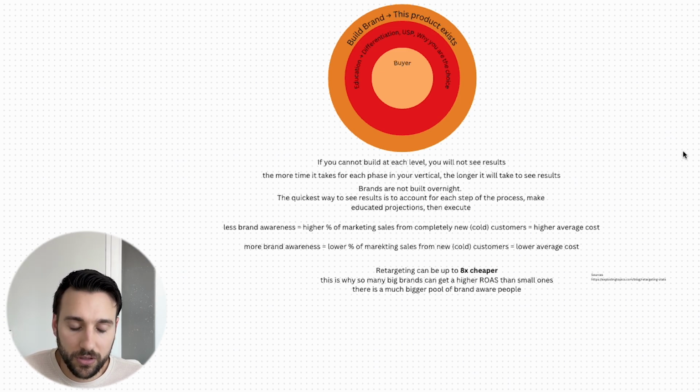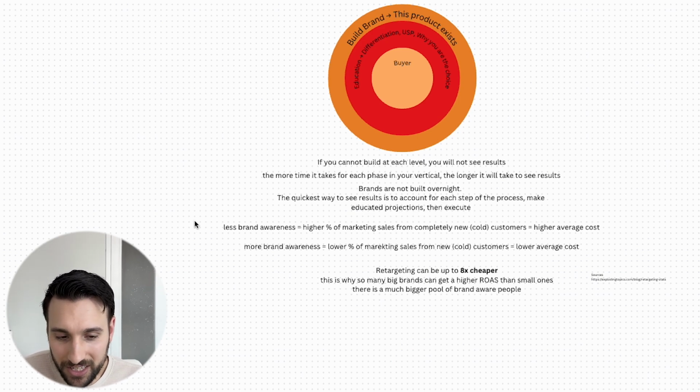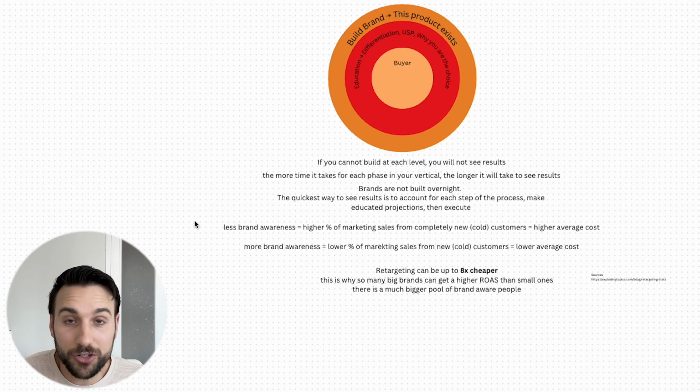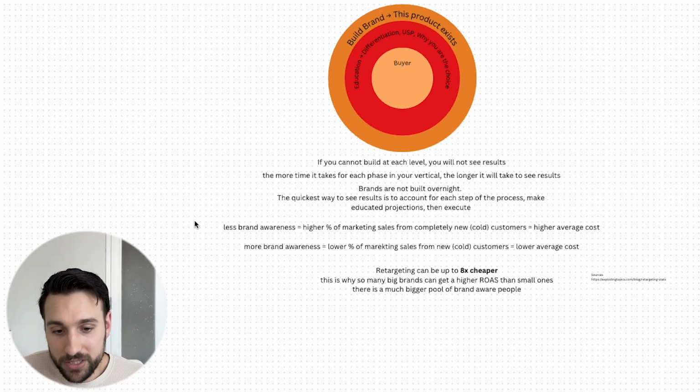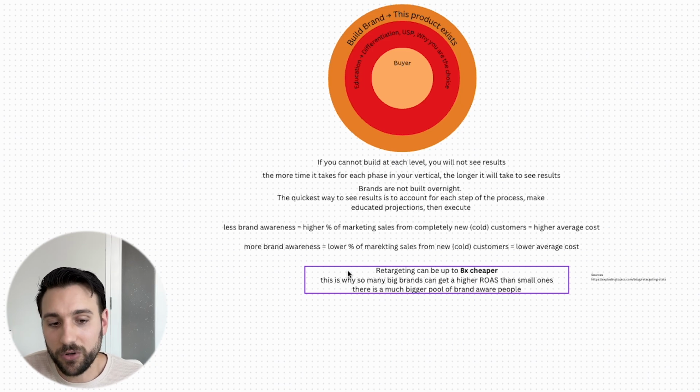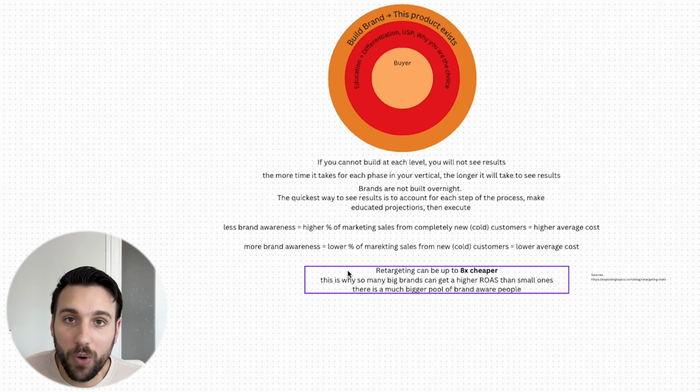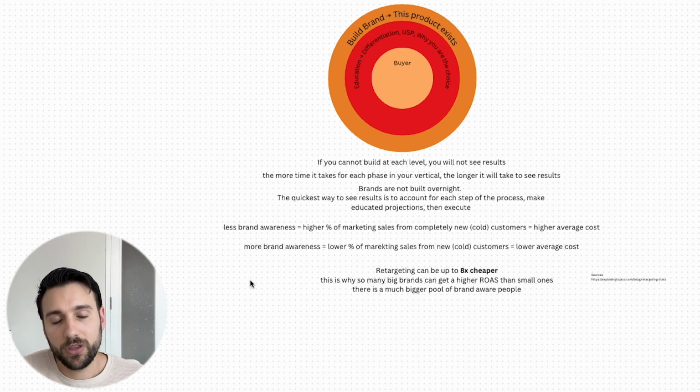Overall, if you have less brand awareness, you'll have a higher percent of marketing sales come from completely cold or new customers, and that leads you to a higher average cost. If you have more brand awareness, you have a lower percent of marketing sales that will come from new or cold customers, and you have a lower average cost because it is cheaper to be reaching people who are already brand aware. And on that point, retargeting. Retargeting can be up to 8 times cheaper, significantly cheaper to retarget. Your only bottleneck is the size of your retargeting pool.